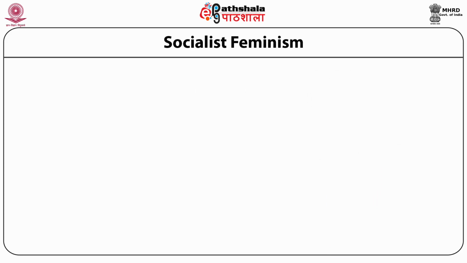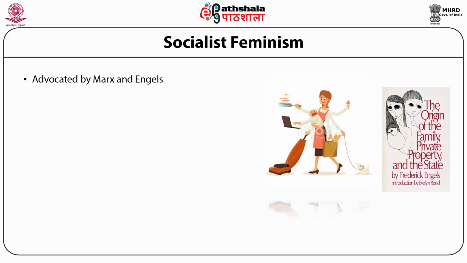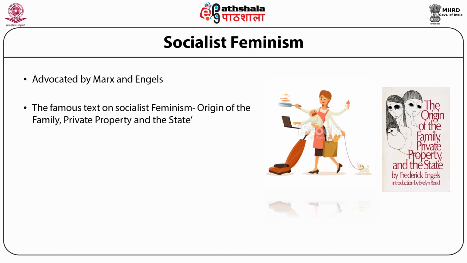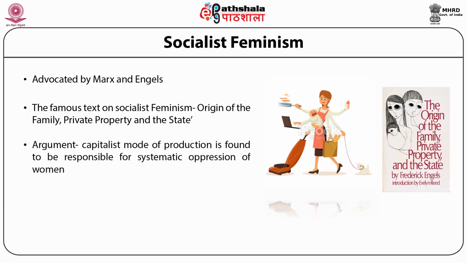Coming to the second very important stream of feminist thought, socialist feminism. Now, socialist feminism was first advocated by two very prominent and popular political philosophers, Karl Marx and Engels. The two scholars wrote a very famous text on socialist feminism entitled Origin of the Family, Private Property and the State. In this text, the scholars basically argued that capitalism or the capitalist mode of production was the major source of oppression or exploitation of women in modern societies. So they linked gender inequalities or gender discrimination with capitalism.